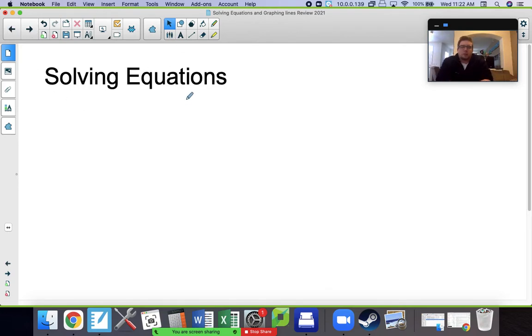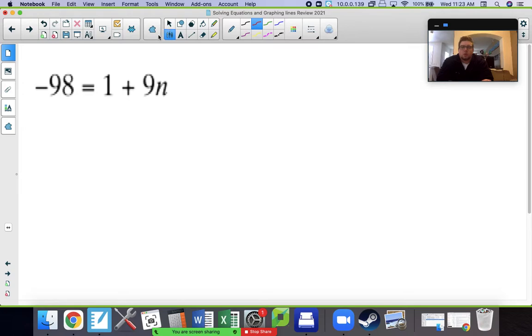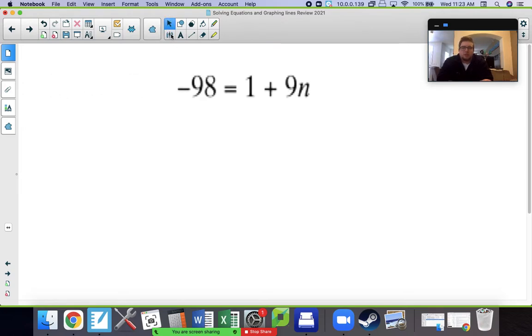So with our solving equations, our ultimate goal is to isolate our variable using our opposite operations, also known as inverse operations. So I'm going to do a few examples of each, starting with our most basic, our two-step equation.